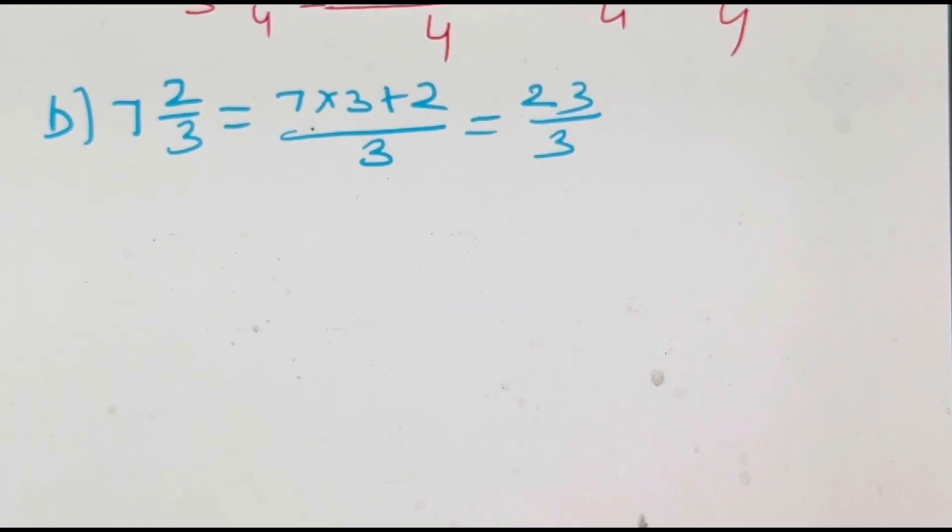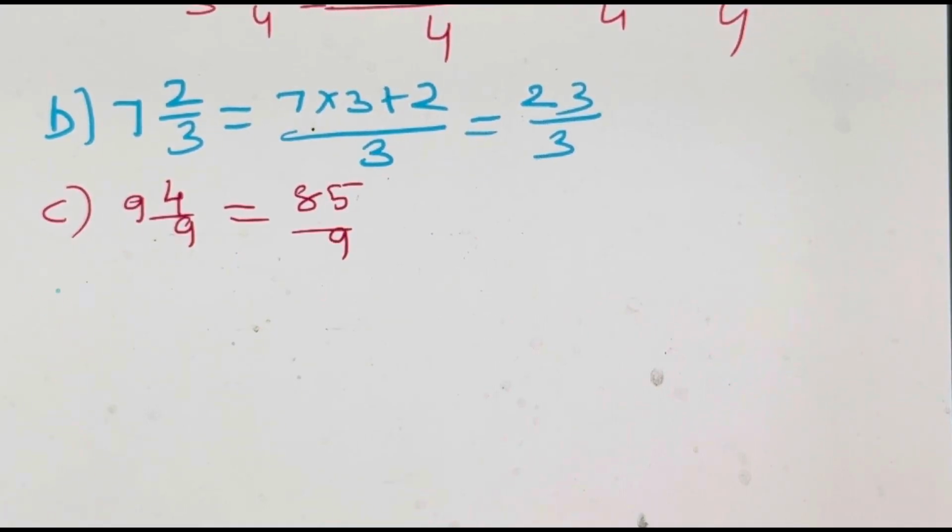C is 9 whole 4 upon 9. Right, so now we write the answer directly. 9 9s are 81. 81 plus 4 is 85 upon 9. Okay. Question number D is 3 whole 1 upon 6. So we multiply, 6 3s are 18. 18 plus 1 is 19 upon 6.